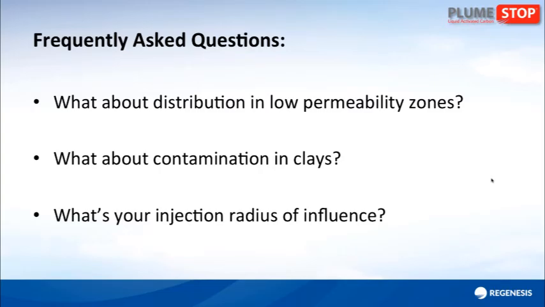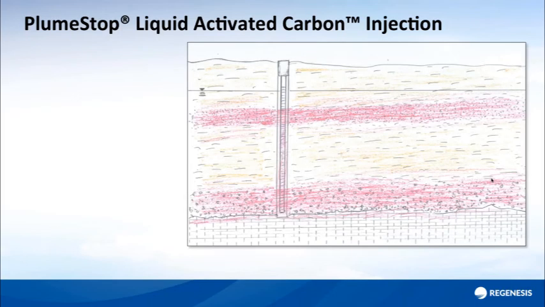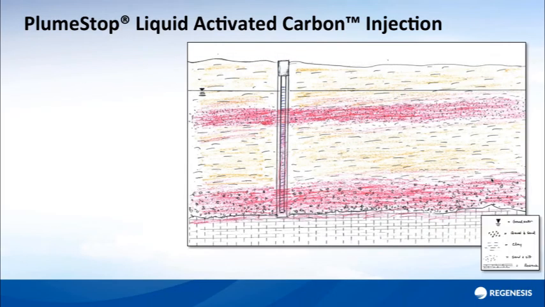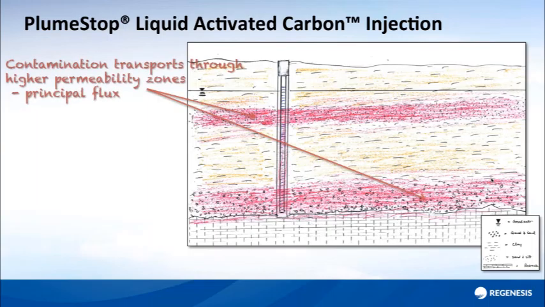Well, to explain this, let me use this simple image. This is really just a sketch of a cross-section through a formation, and zones that a monitoring well will see. What we've essentially got is contamination here shown in red on this sketch that is principally transporting through the higher permeability zones, the zones of principal flux, the gravels and the sandy and silty zones here, not so much in the clay in the top.